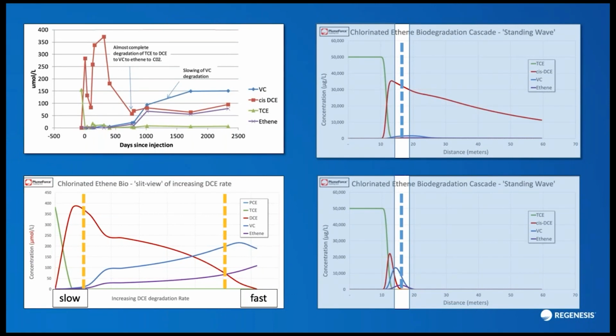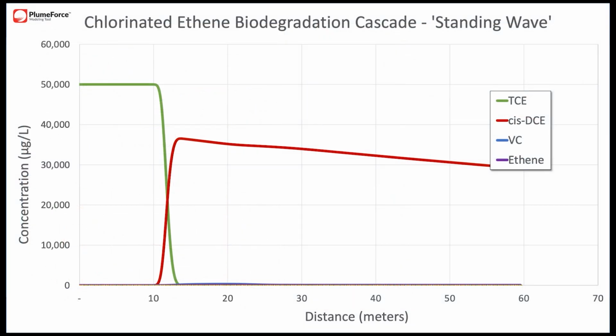So to make this a little clearer, in the few minutes I've got left, let's look at a full time series for the increasing DCE rate so we can see how it's going to change the pattern in the one well that we were looking at. This is our system.